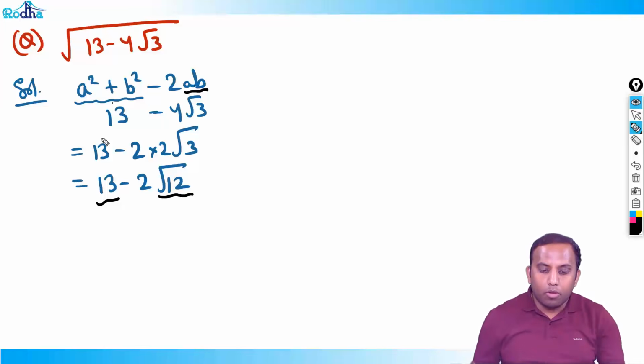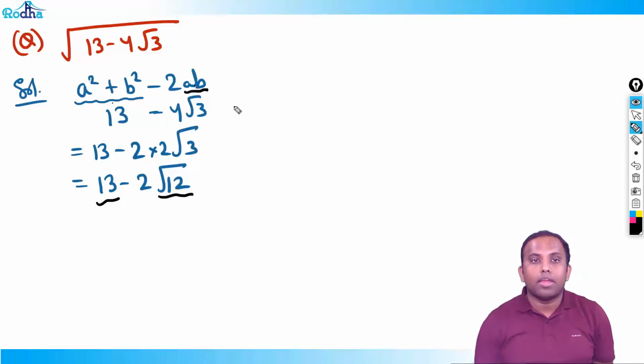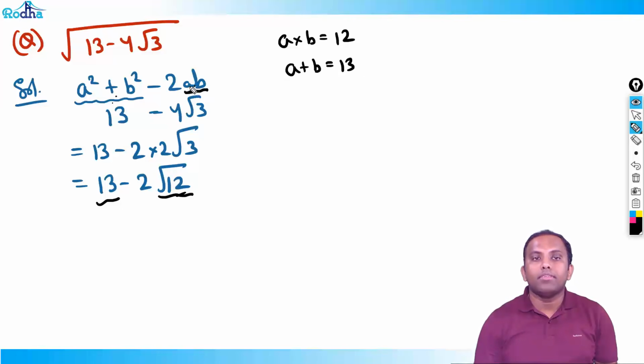So what are the possibilities here? a into b is 12, and a plus b is 13. That is same as a into b as root 12 and a square plus b square as 13, right? I proved it in the first question. So a into b is 12, a plus b is 13.